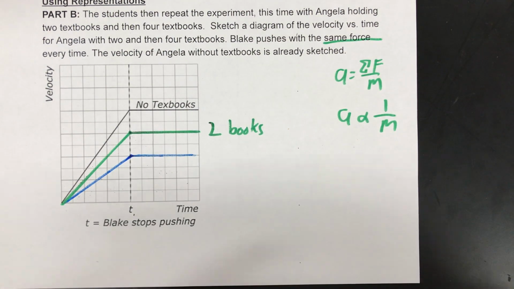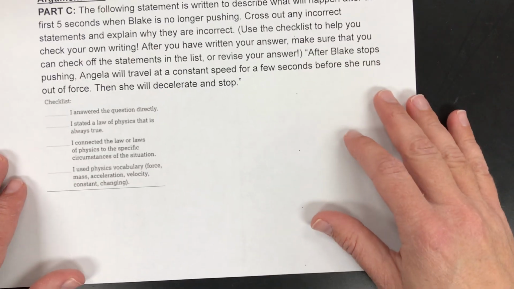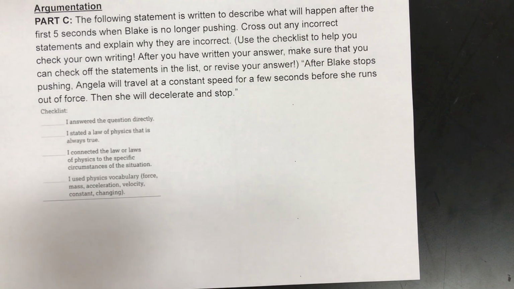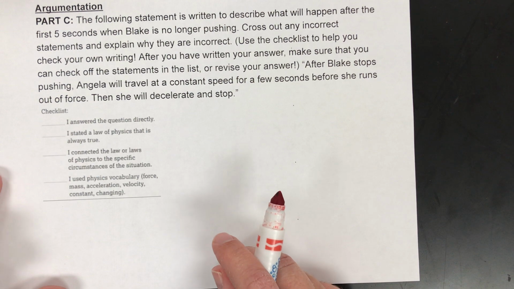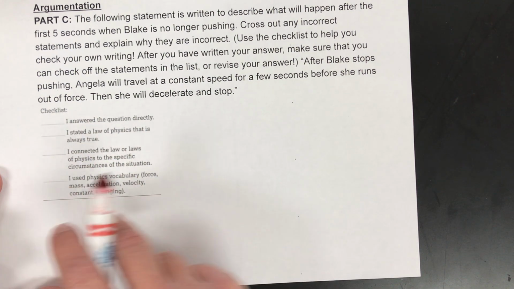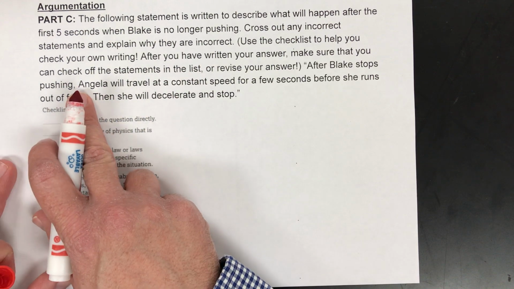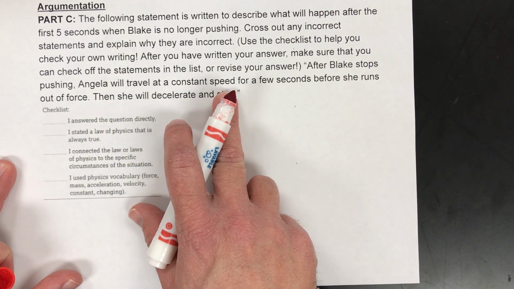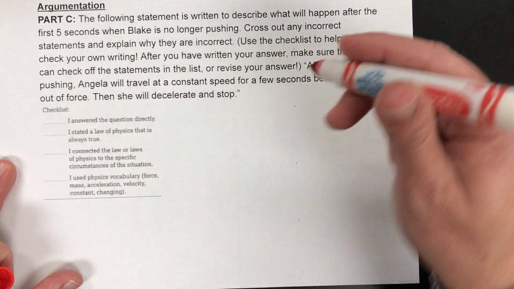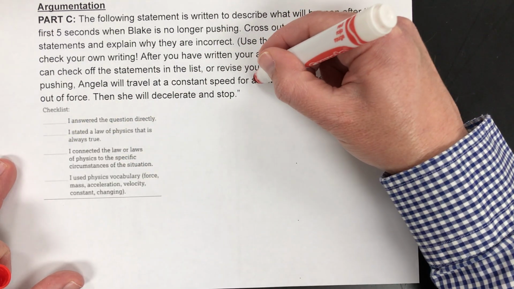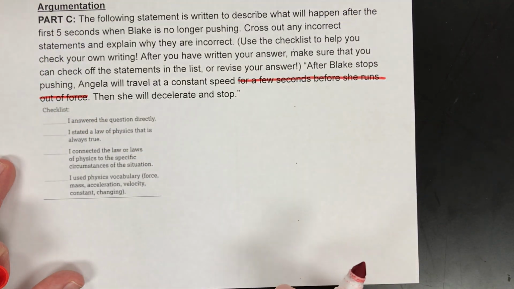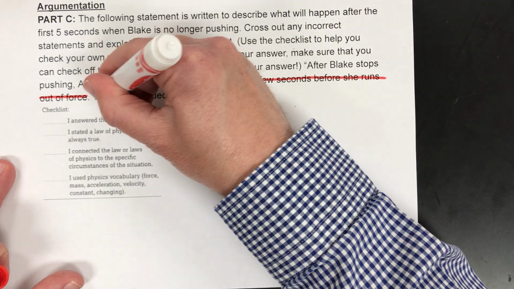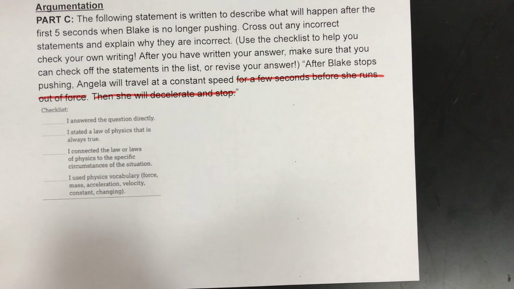So last part here, part C, it says, the following statement is written to describe what will happen after the first 5 seconds when Blake is no longer pushing. Cross out any incorrect statements and explain why they are incorrect, and use the checklist to help you. And so it says, after Blake stops pushing Angela, Angela will travel at a constant speed for a few seconds before she runs out of force. So you do not run out of force. So she will go at a constant speed, but this part right here is not correct. Then she will decelerate and stop. This is also not correct. Now let's explain why that is.